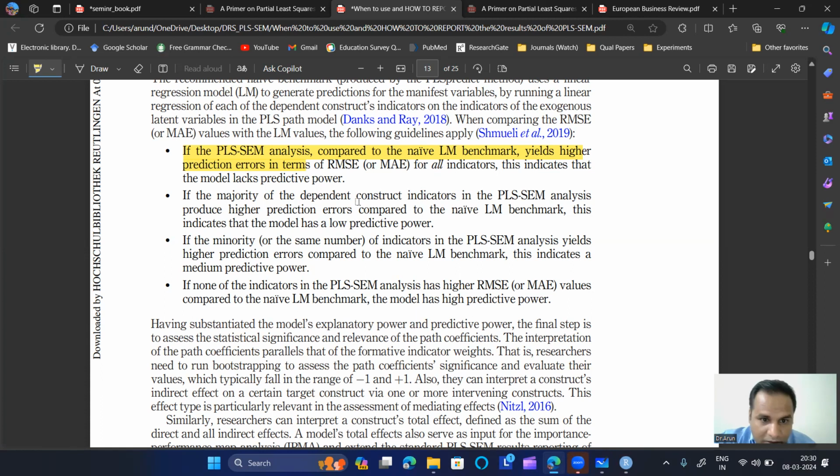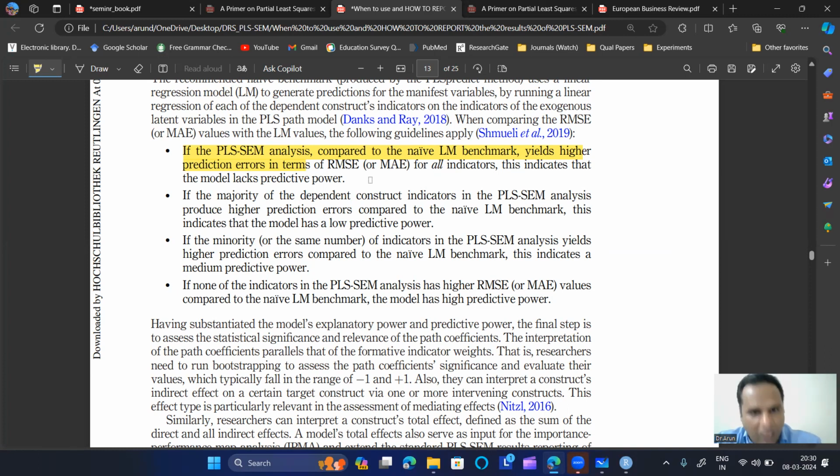Wait, where did it go? No. Again, see, I'm goofing up. Let me read it properly. Normally when I goof up, I simply look and read it. If the PLS SEM compared to the new LM benchmark yields higher prediction errors in RMSE or MAE for all indicators, this indicates the model lacks predictive power. Again it's reverse. I made a mistake. Here I always commit mistakes. So what it says is that if all the PLS SEM analysis gives higher prediction error, the model lacks predictive power.